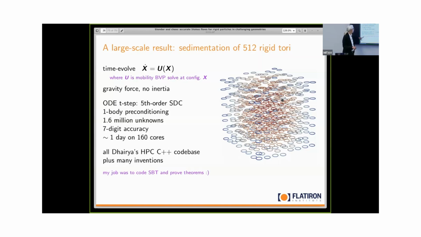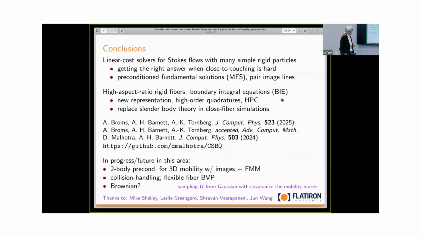And my job in this project was just to code up slender body theory so we could do the comparisons, and to prove some of the theorems that prove that the representation that I showed you before is unique, that that operator is injective, that kind of thing. So, okay, how different are the answers you get from slender body theory?